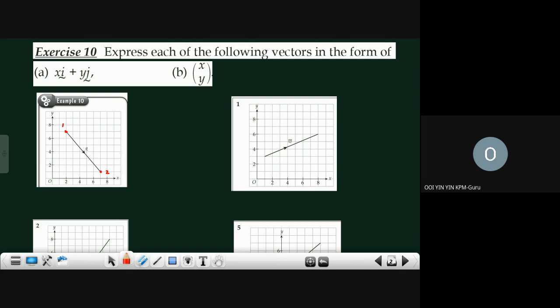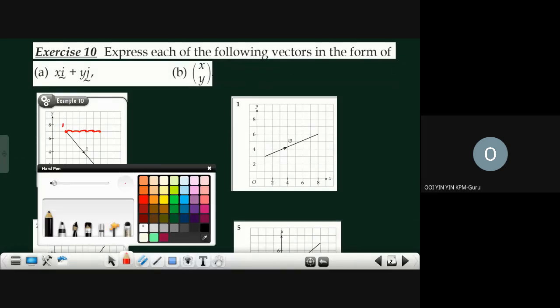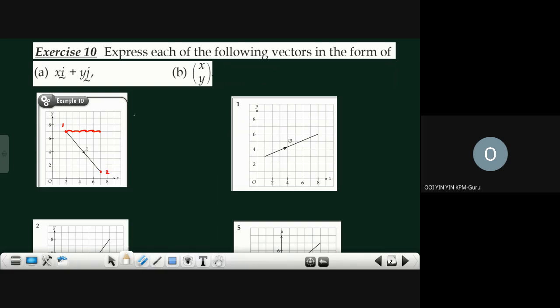Okay, so now how to label it? We want to know whether it's positive or negative, right? So first we go horizontally. Count from here: one, two, three, four, five. Five to the right. If you still remember, now we want to represent in forms of I and J. Five to the right, that means positive 5I. Horizontal is I, and going to the right is positive.